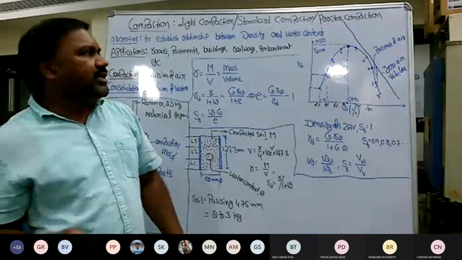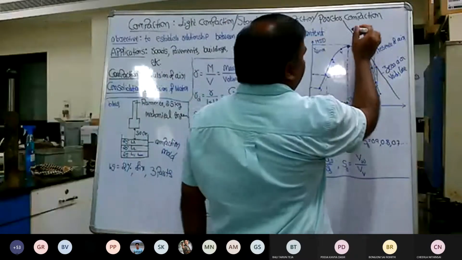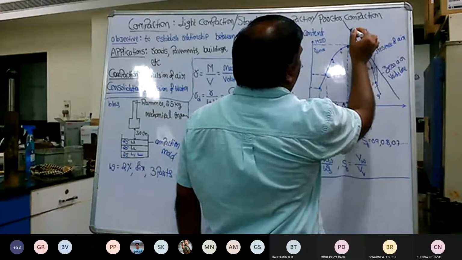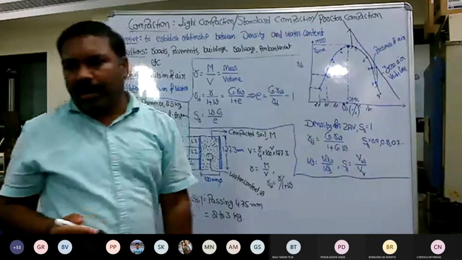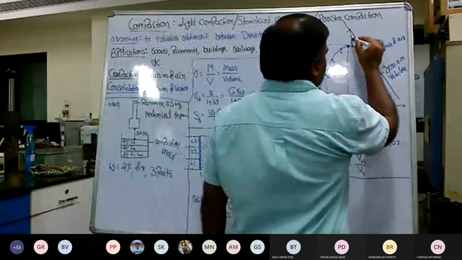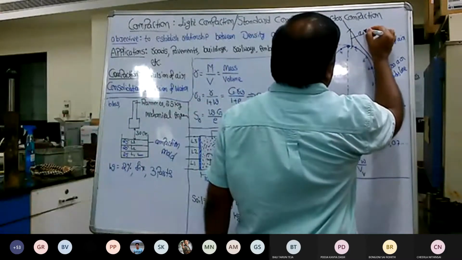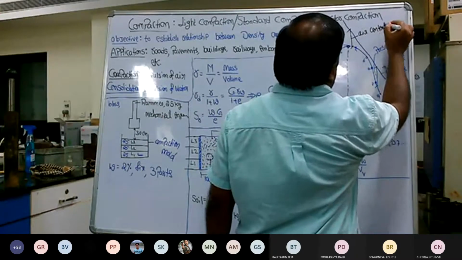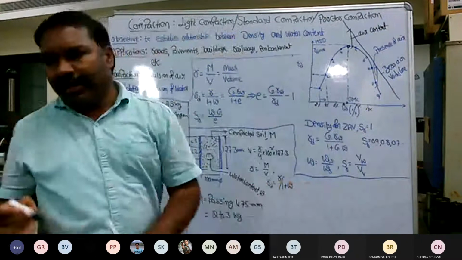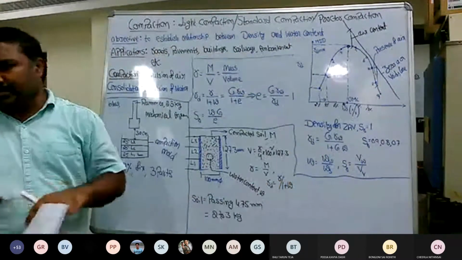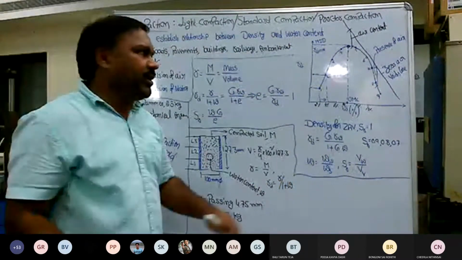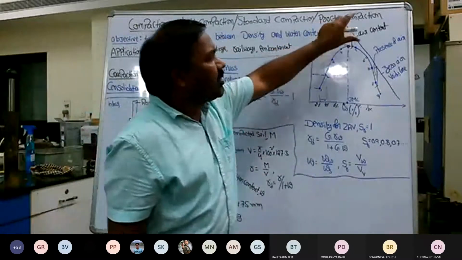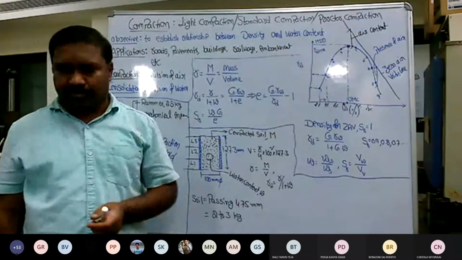Now, what is the practical significance of this line? If you take any point or any vertical ordinate between the compaction curve and the zero air voids line, this indicates that this much air content still exists in the system. That is the meaning of your zero air voids line. That means you couldn't remove this much air from the system.